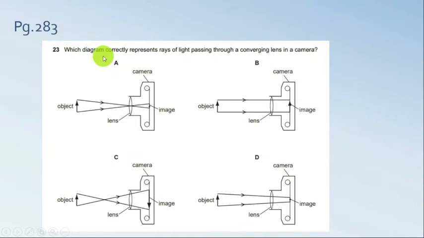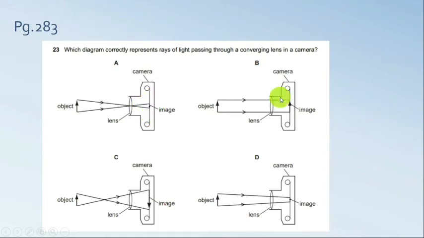Which diagram correctly represents rays of light passing through a converging lens in a camera? We have here cameras, okay? Remember, when we talked about applications of a converging lens, we talked about the camera and the lens in our eyes. You remember what we said? In which case do we have which lens? The first case, when the image is smaller, real, smaller, inverted.